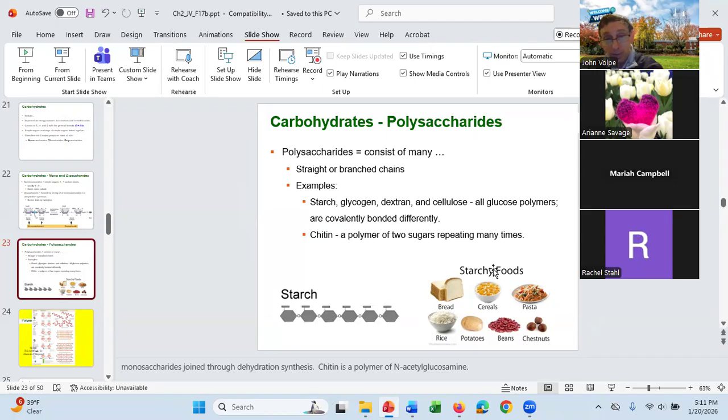And here are some starchy foods. Everybody knows bread, cereals, and pasta. Rice and potatoes are starchy foods. But you probably didn't know beans and chestnuts are also considered starchy foods. Beans are about 1/3 carbohydrate, 1/3 protein, 1/3 fat. And chestnuts are something similar. I don't know the exact makeup of chestnuts. Any question about any of this?